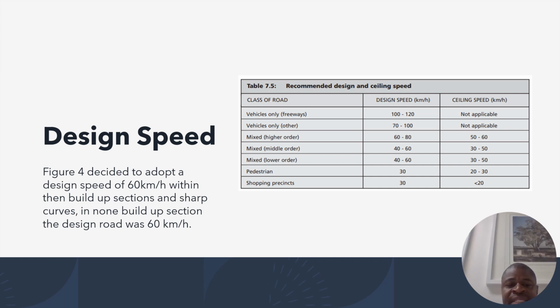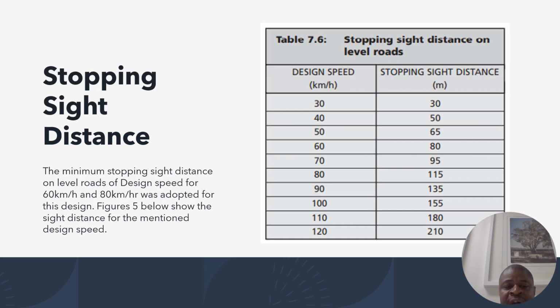For the design speed, we have the table in TRH 7.5, which indicates a design speed of 60 kilometers per hour. That is the speed recommended, and that is what we'll be designing our route for. The stopping sight distance between 60 and 80 kilometers per hour was adopted. Table 7.5 indicates the design speed and the stopping sight distance in meters.